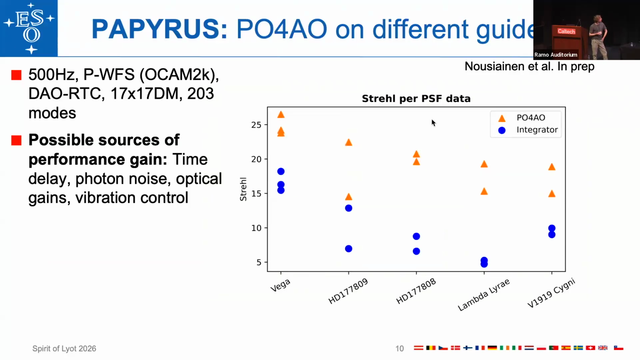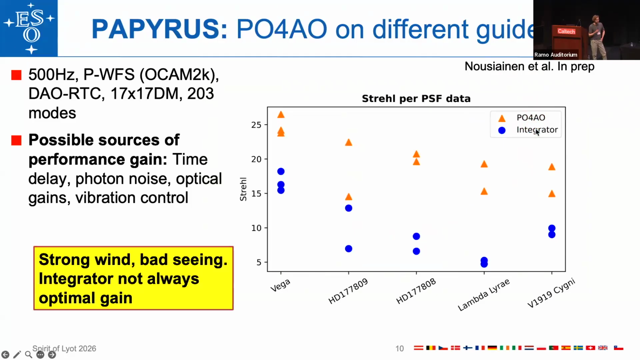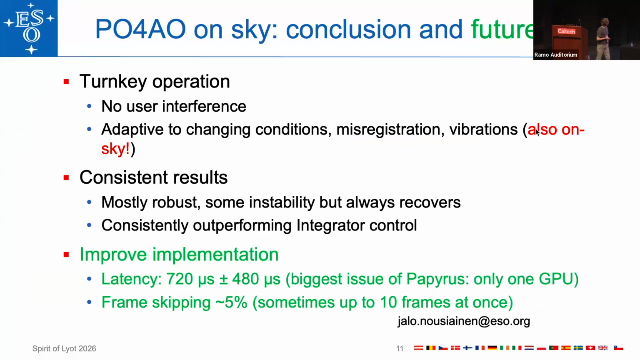So here's all the PSF data that I collected that night. The orange is PO4AO, and then we have the integrator. So it's quite a big difference. But a bit of a disclaimer: we had a strong wind, bad seeing, and we were not super careful with the integrator gain.